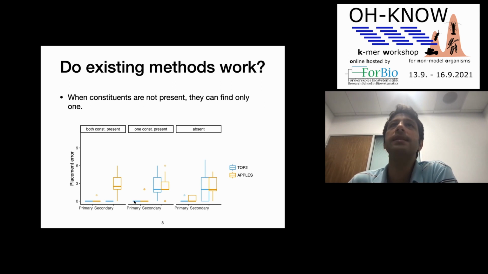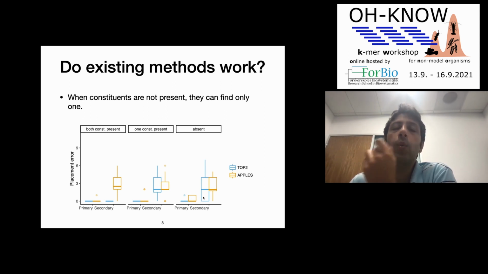The top two is still able, in most cases, to find one of the two constituents correctly, but it cannot find the other one. The one that is missing, it won't find correctly, but it finds the one that is in the reference. If both of them are missing, there is no pattern to it. It just finds one, but not the other. Apple, similarly, finds one of them, but not the other. If both are absent, Apple actually doesn't find either one of them that well.